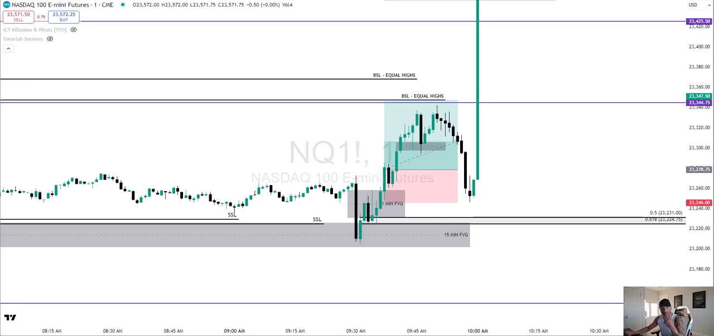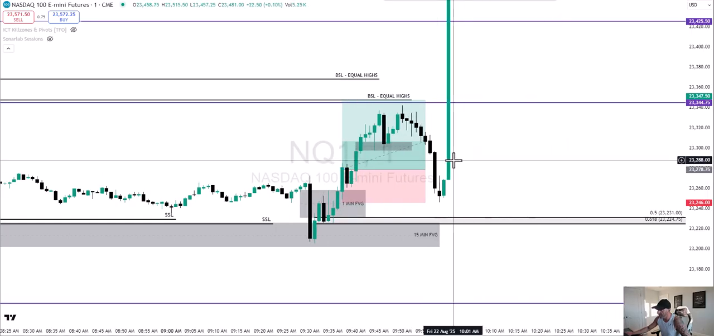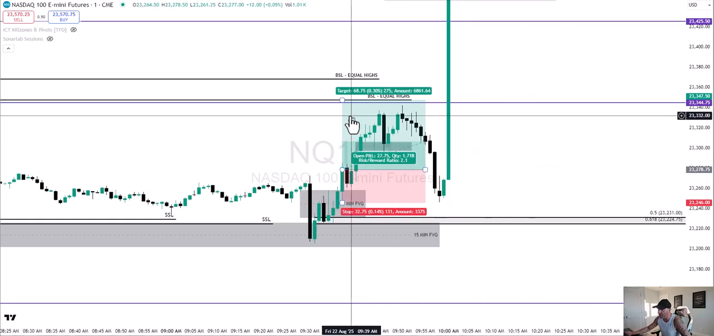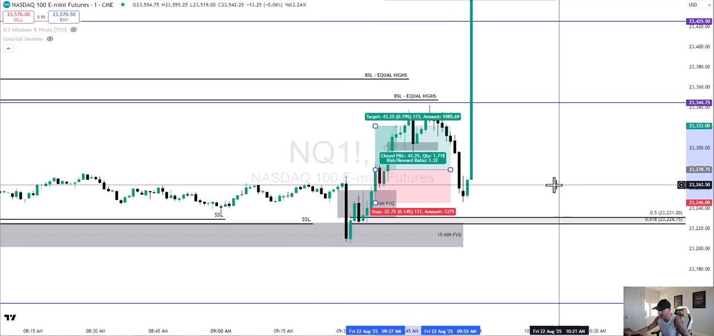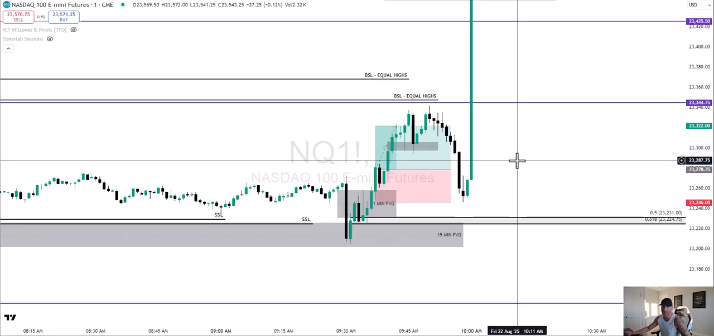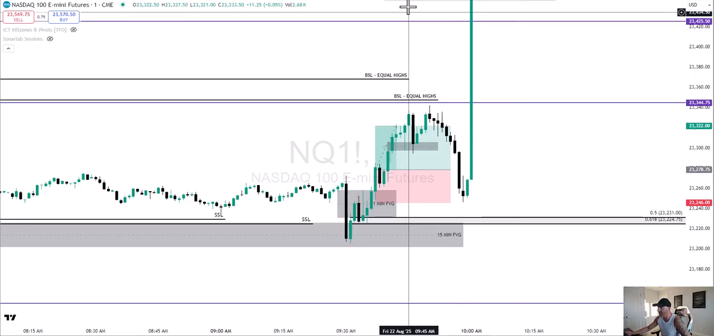Yeah, beautiful. Also, we knew that news was coming at 10 o'clock. So when you get a move like this before 10 and you see a clean AMD model like this, you've got to take those profits. That's all there is to it. You've got to take those profits. You can't be playing around with news.